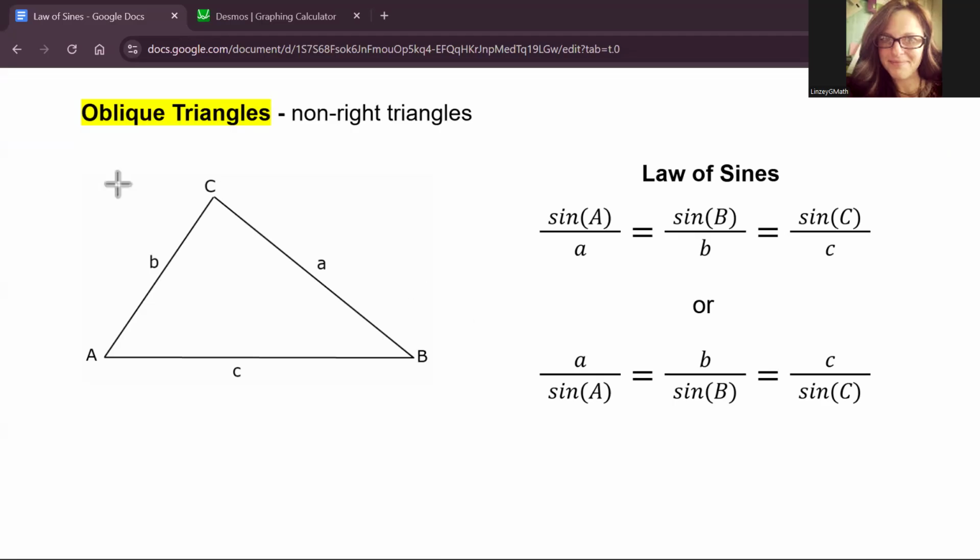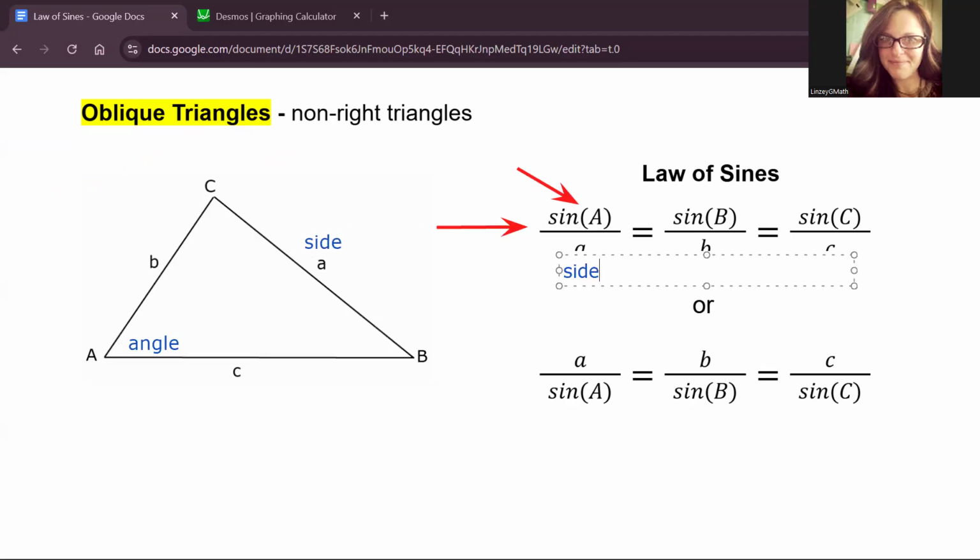The law of sines is used to solve oblique triangles, non-right triangles. And here is the formula. You can use either one. And we'll start with sine of angle A over side A.